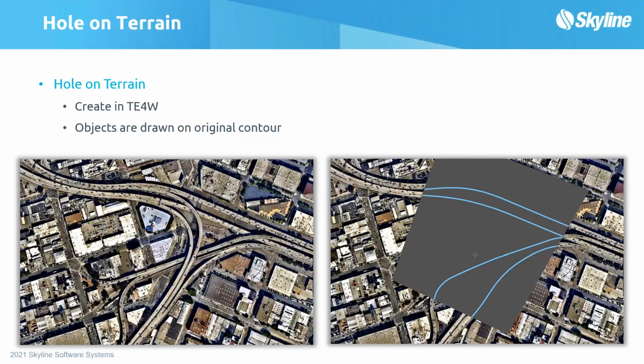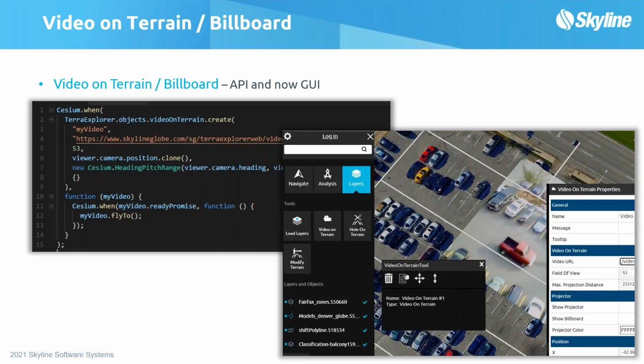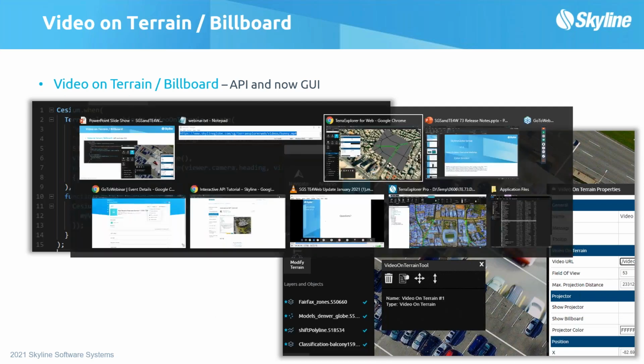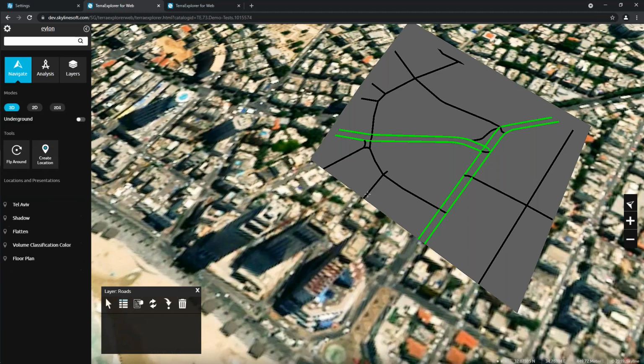Let's continue to the next feature, and that would be video on terrain. So video on terrain, again, you could publish from TerraExplore, but now you can create it in the GUI of TerraExplore for Web. And actually, and I will talk about it in a bit, everything is also accessible from the API. So I can add this video on terrain object from the API as well. And this is a stream of data, so it can be a video file on your server, it can be a live stream.